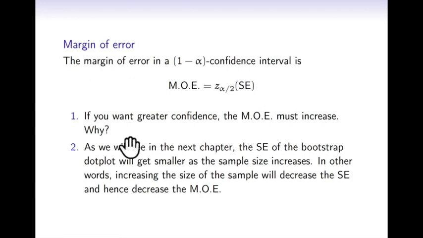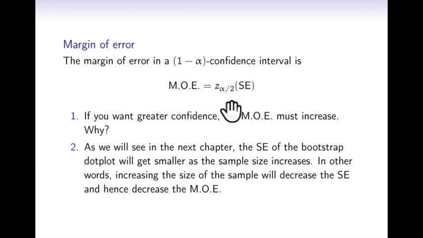All right, now let's think about this. If you want greater confidence, so let's suppose you move from 90% to 95%, or from 95% to 99%, the margin of error must increase. Why? All right, let's see if we can explain that. If we look at our margin of error, we can see where our confidence level is coming in. As our confidence level goes from, let's say, 90% to 95%, or from 95% to 99%, this value of alpha is going to have to get smaller, right?